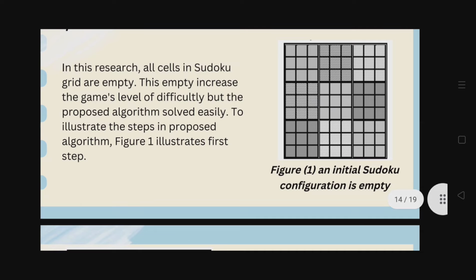In this research, all cells in the Sudoku grid are empty, and this increases the game's level of difficulty, but the proposed algorithm solves it easily. To illustrate the steps in the proposed algorithm, figure 1 illustrates the first step. Here in figure 1, the initial Sudoku configuration is empty.